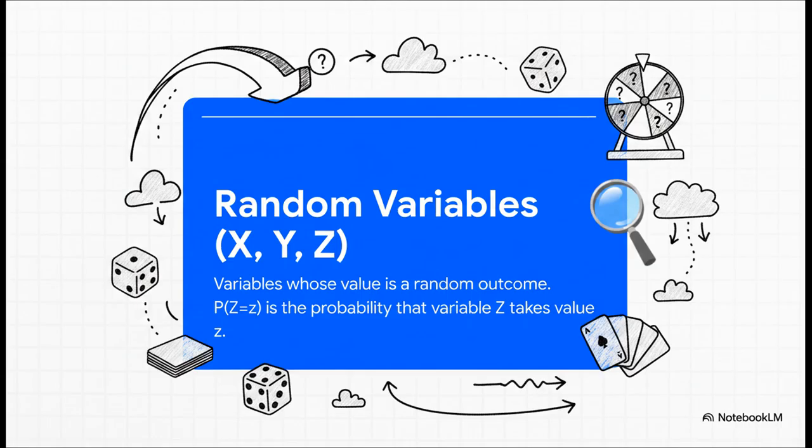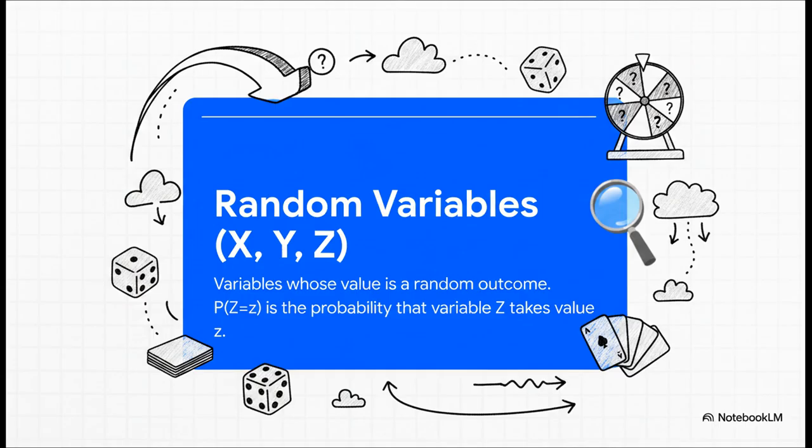Now let's just quickly touch on some formal notation that can trip people up at first, but it's actually super helpful. We use capital letters like X, Y, and Z to talk about the idea of a random variable, basically a placeholder for a value that's going to be determined by our experiment.